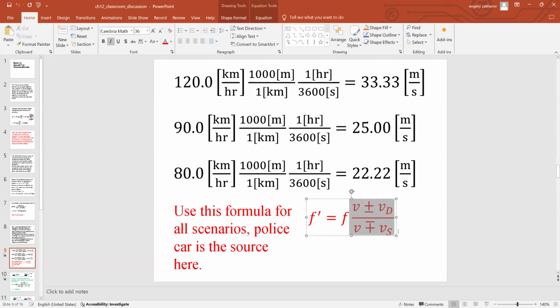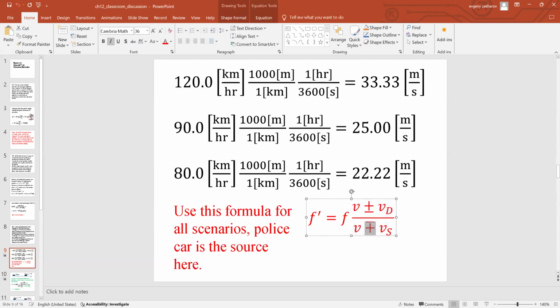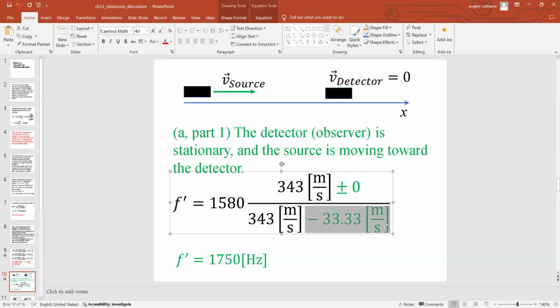And for the source, what do we see? The source is going towards. And for towards, you have what? Towards, away, towards, away. So you go with a negative sign because this is the top option for the denominator in this formula. So minus. And once again, make sure it's meters per second, not kilometers per hour.